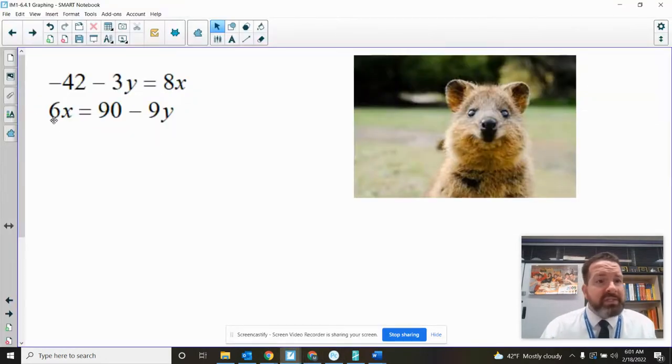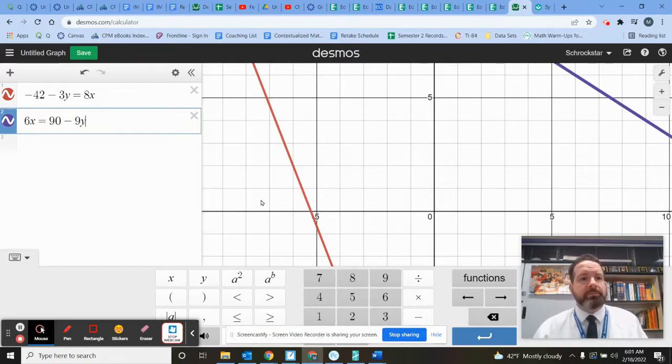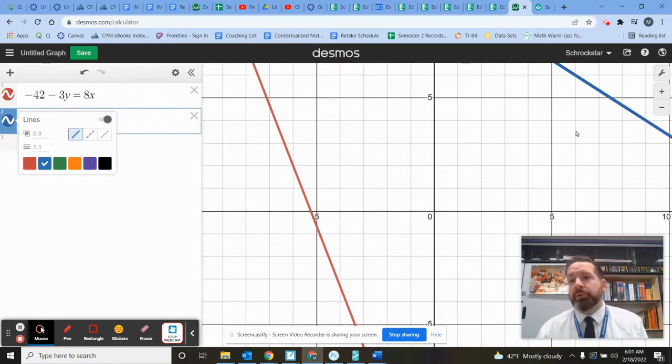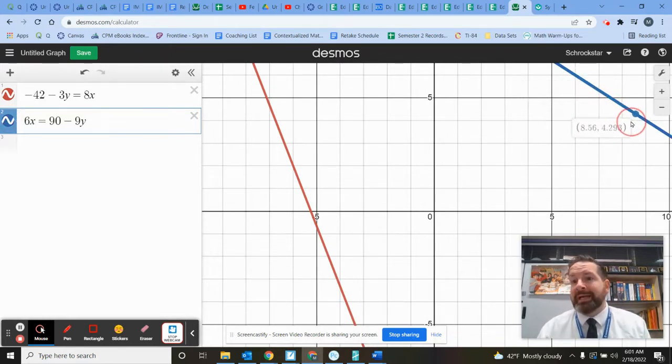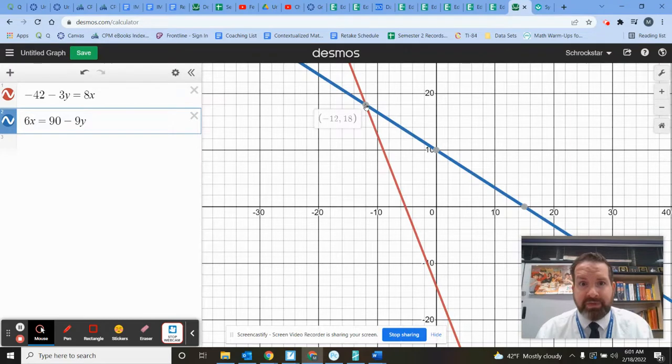So our second equation is 6x equals 90 minus 9y. Okay, so here in purple, I think I'm going to switch it to blue actually. In blue, every point on this blue line is a solution to that blue equation. So what I want to see is, hey, do these two lines cross each other? Let's take a look. Sure enough, they do. That means that the solution to the system, the ordered pair that makes both equations true, is negative 12, 18.